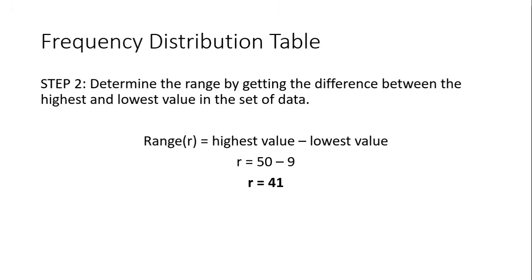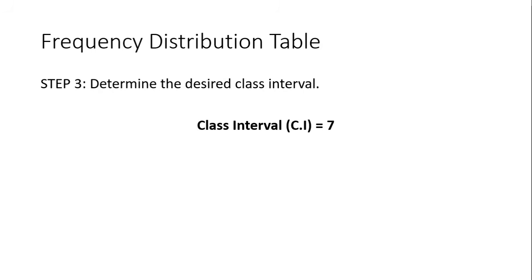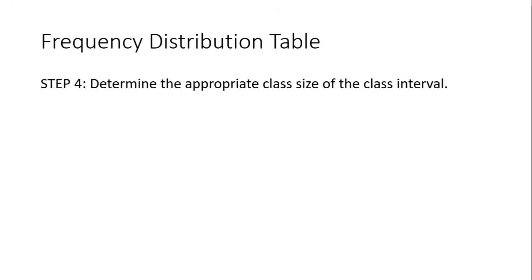So after computing for the range, we will now proceed to the third step, in which we will determine the desired class interval. As I've stated a while back, class intervals will always be given. So for our class interval, let's say I will be using 7. So we'll be using 7. Now, the fourth step, the next step, is for us to compute for our class size.